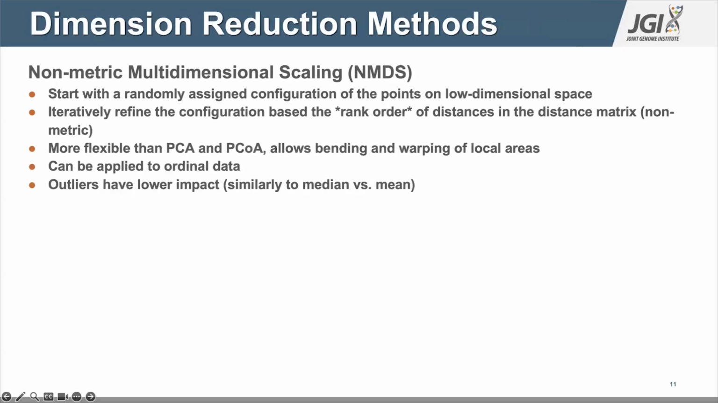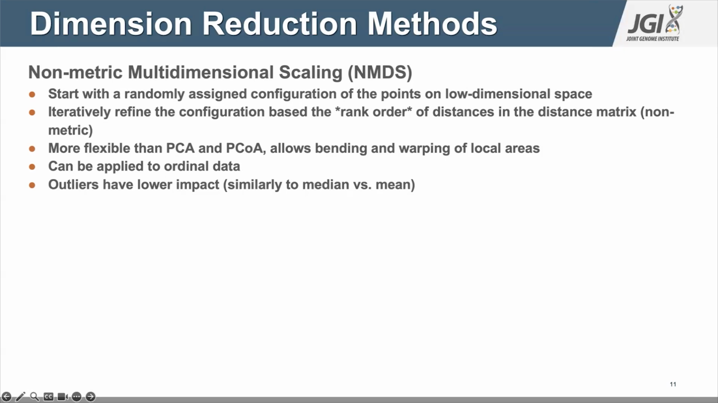So now I'm going to talk about the three nonlinear dimension reduction methods that are offered in our feature, and the first of those is non-metric multidimensional scaling, or NMDS. For this method, you usually start with a randomly assigned configuration of data points in the low dimensional space, and then that gets iteratively refined. And the constraint that determines the refinement is that you need to preserve the rank order of the distances in the distance matrix, not the actual distances. In other words, the algorithm cares about which points are closer to each other, but not by how much.